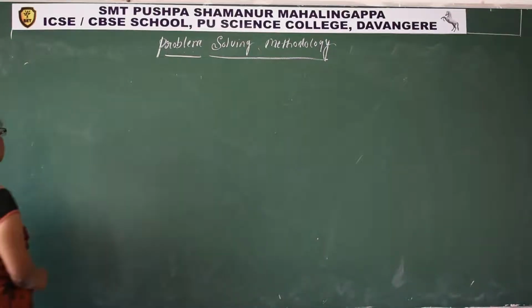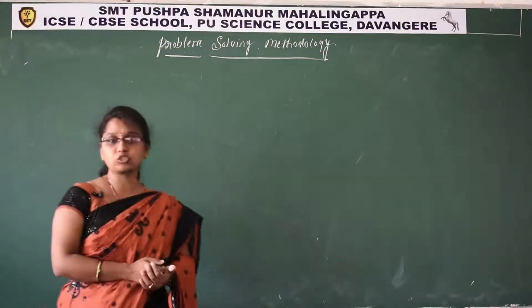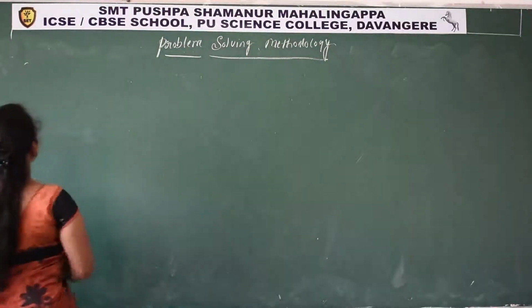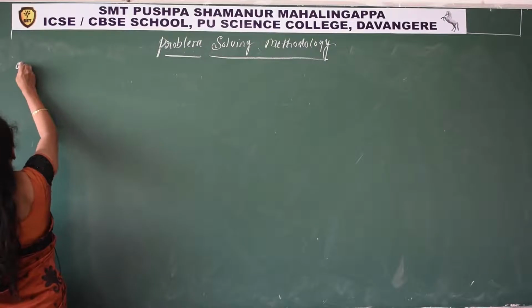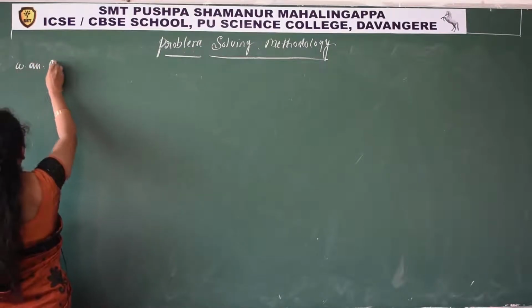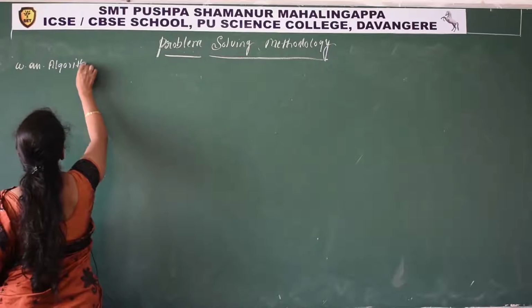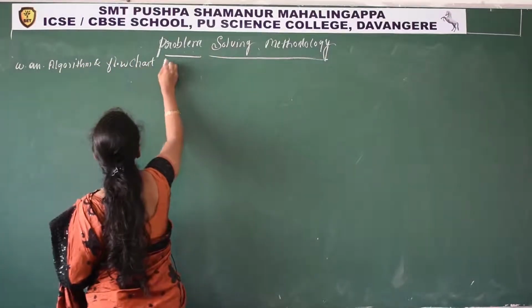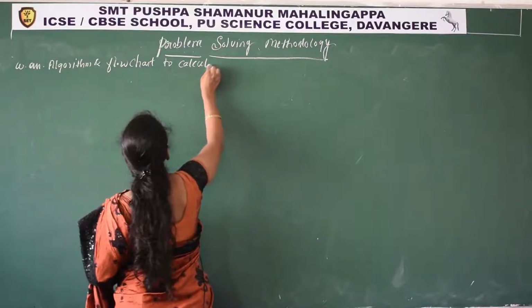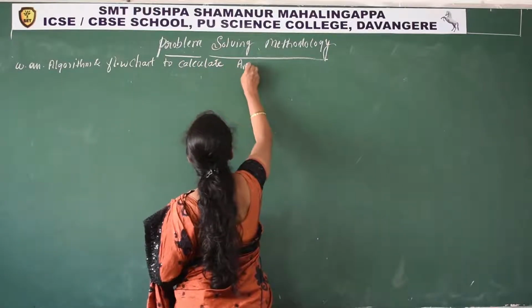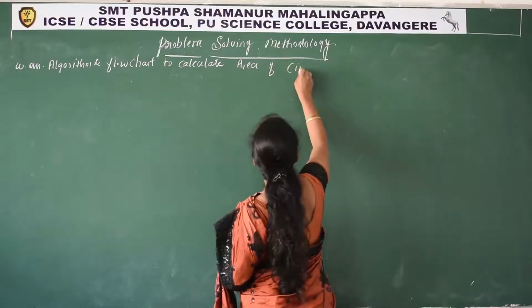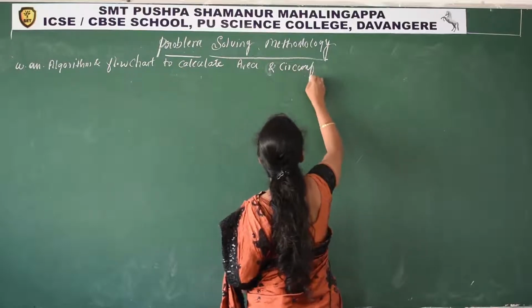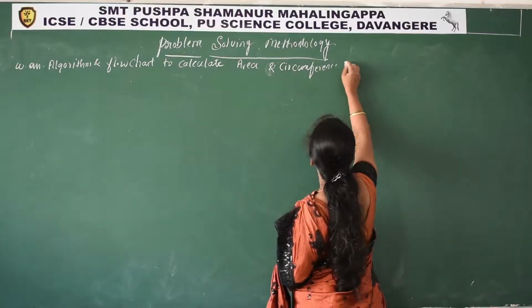Next question. Write an algorithm and draw a flow chart to calculate the area and circumference of a circle.